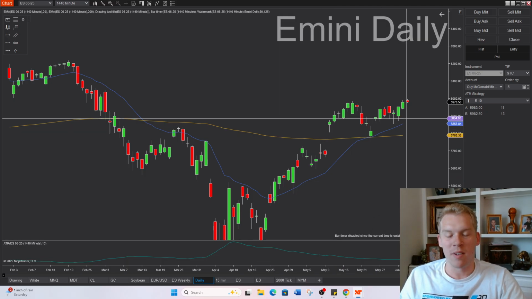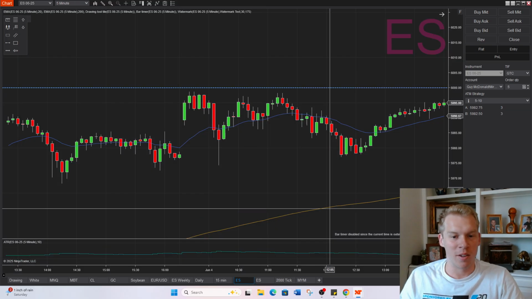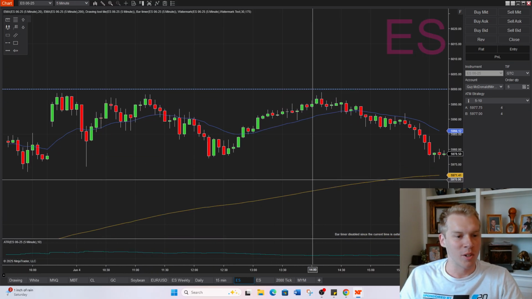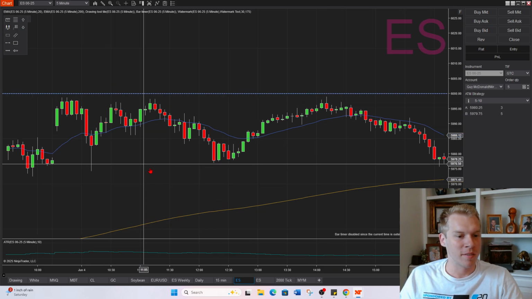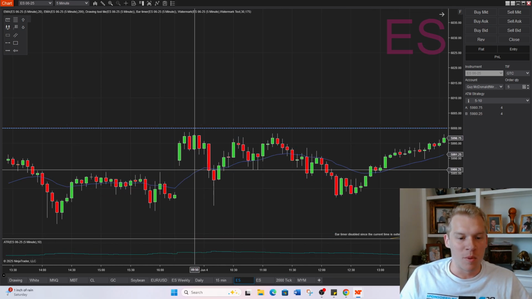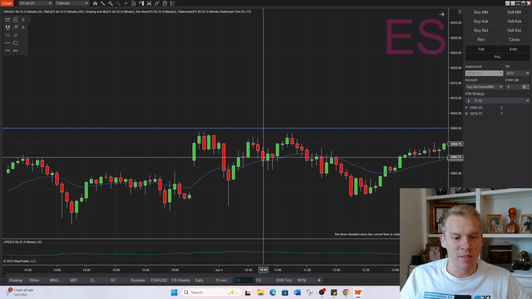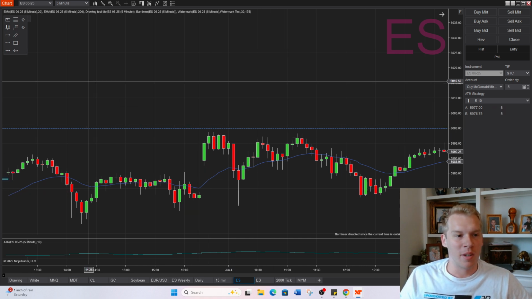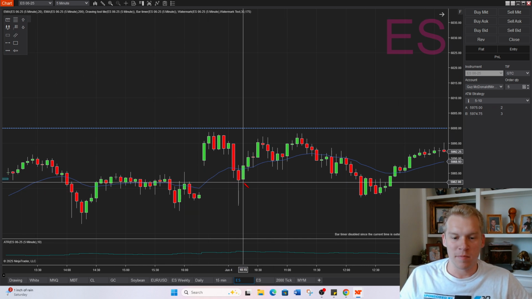So we identified the bias on the daily chart and looking at the 5-minute chart. So this is how the chart looked that day on Wednesday. So we're looking for early swing trades. The first early swing trade I'll consider would be this buy here.